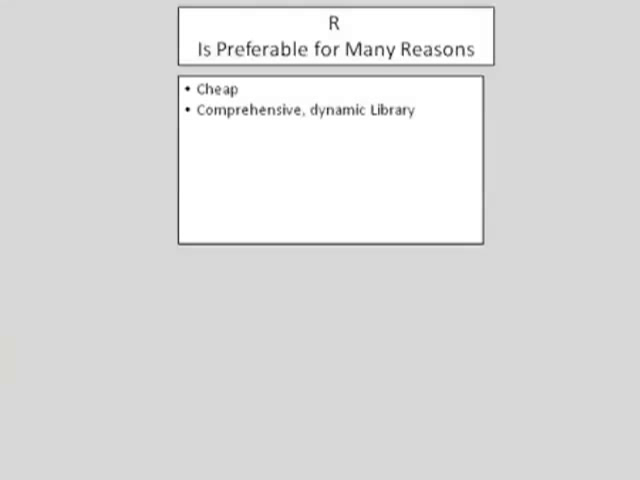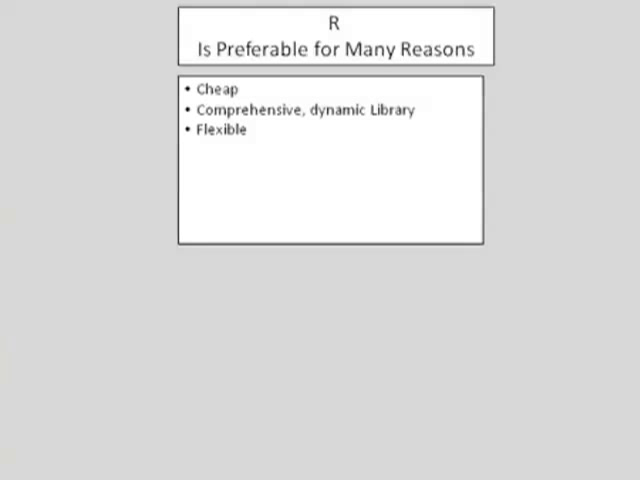Probably the strongest feature of R is its comprehensive dynamic library. R has a very, very extensive list of packages. It's numbering in the thousands right now, and any new advancement in academia or in industry comes to R first. That's a really big competitive advantage.